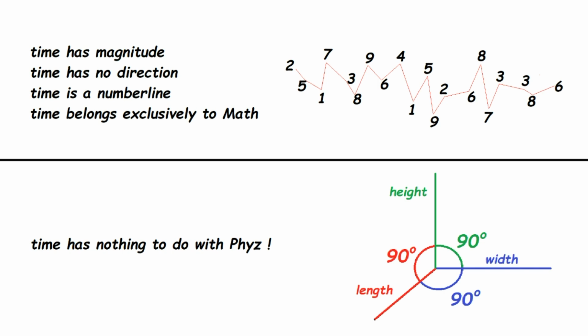It's perpendicular to nothing, so it doesn't have any orthogonality. Time belongs exclusively to math, has nothing to do with physics. Okay? We do not use the word time in physics. Why? Because time is a tool to describe, and in physics we explain. And until you understand the difference between an explanation and a description, you will not understand what I've just said. But that's for another day. Rainy day.